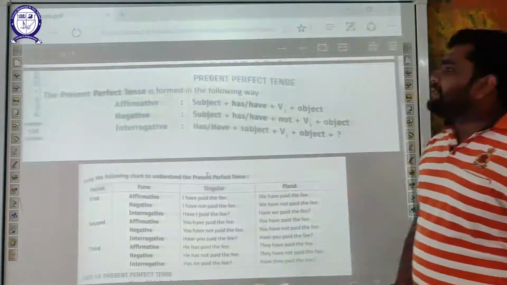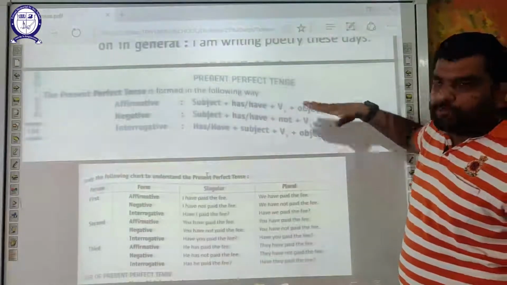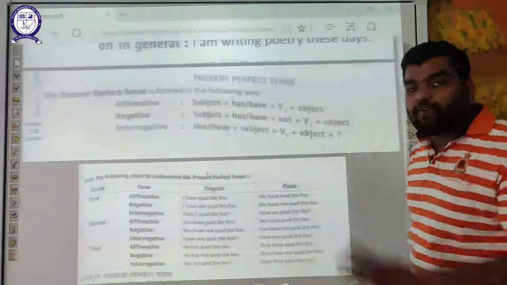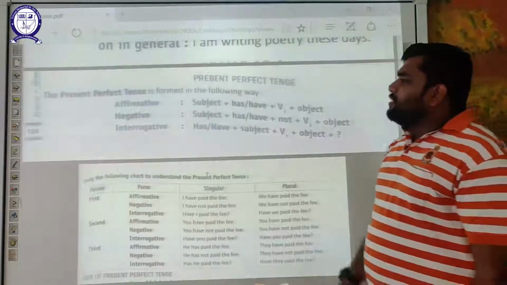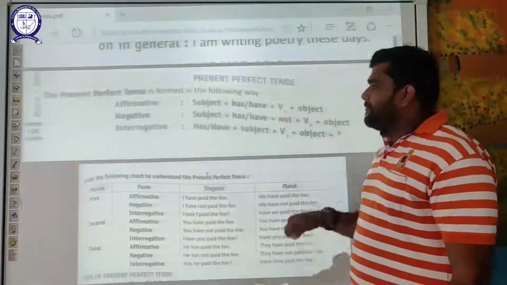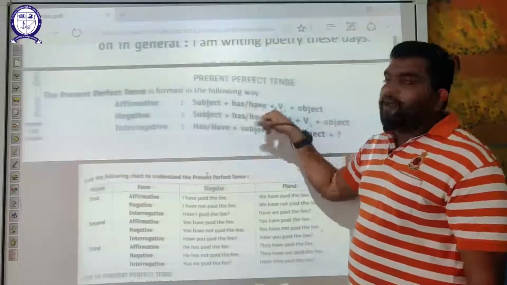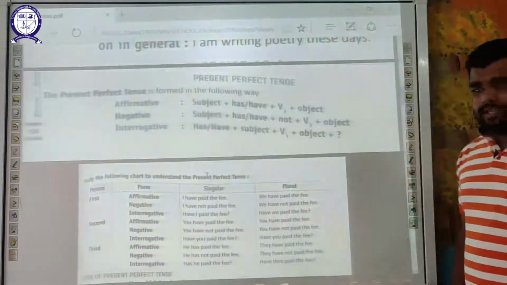Moving on to present perfect tense: subject plus has/have plus verb third form plus object. Because it is perfect, we use the third form of verb. Like students have completed their work. Students have with plural, and has with singular.